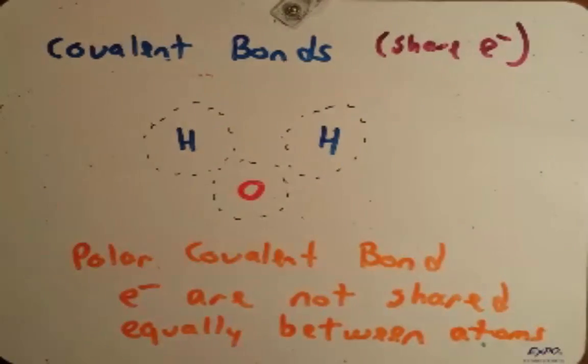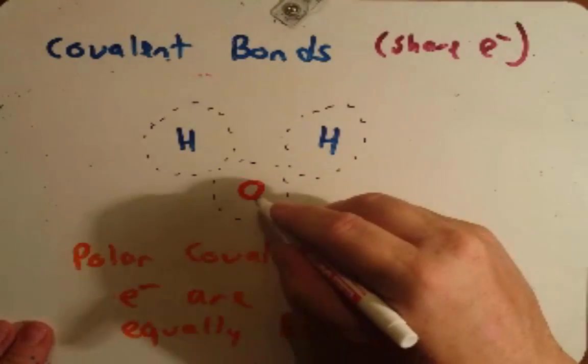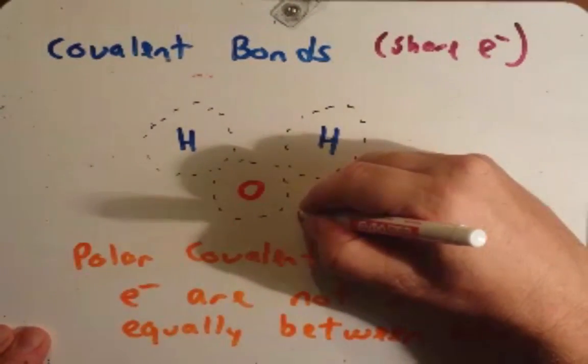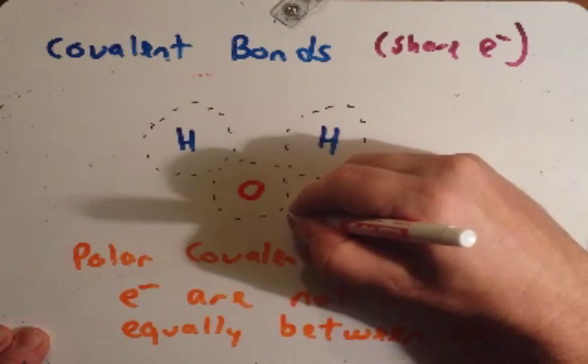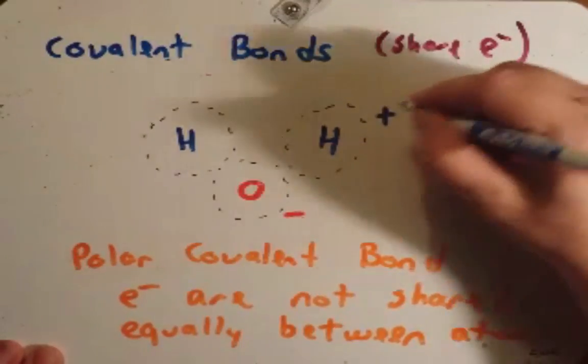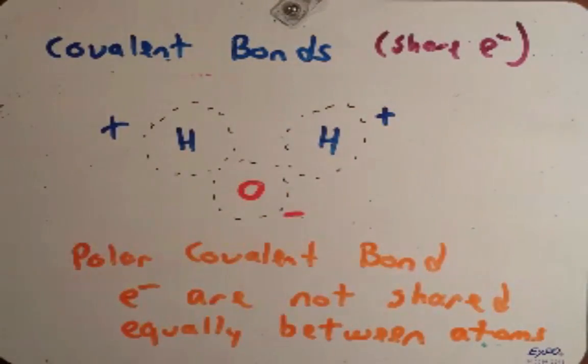So the importance of this is that because they're not sharing the electrons equally, this oxygen has a partial negative charge, and the hydrogens will have a partial positive charge, not a fully positive charge, not a fully negative charge, but partial positive and negative charges. We'll come back to this in a moment because this turns out to be really important when we talk about hydrogen bonds.